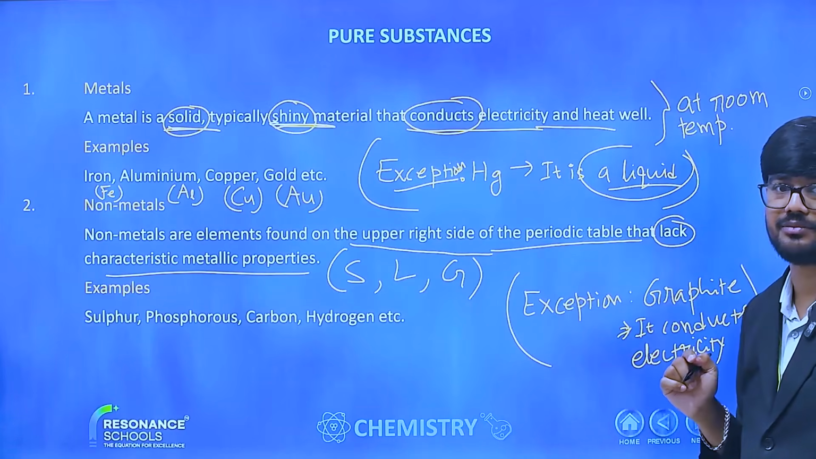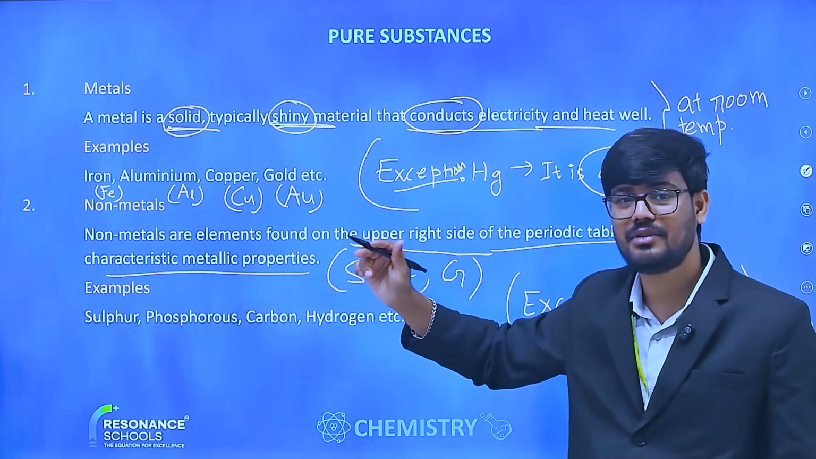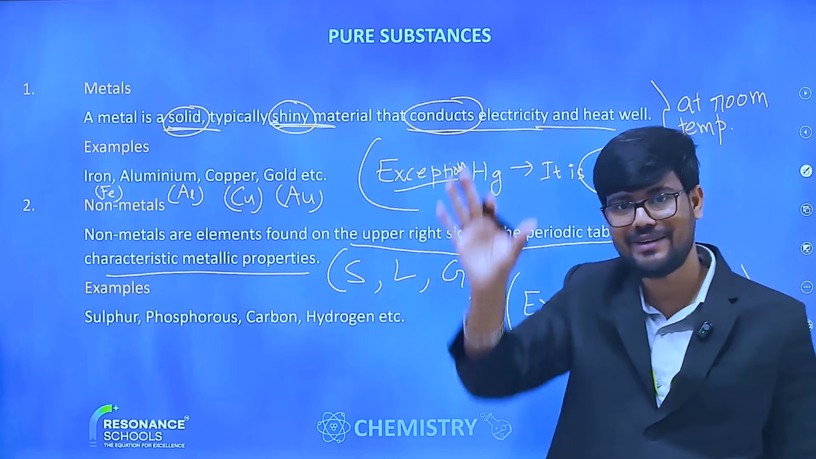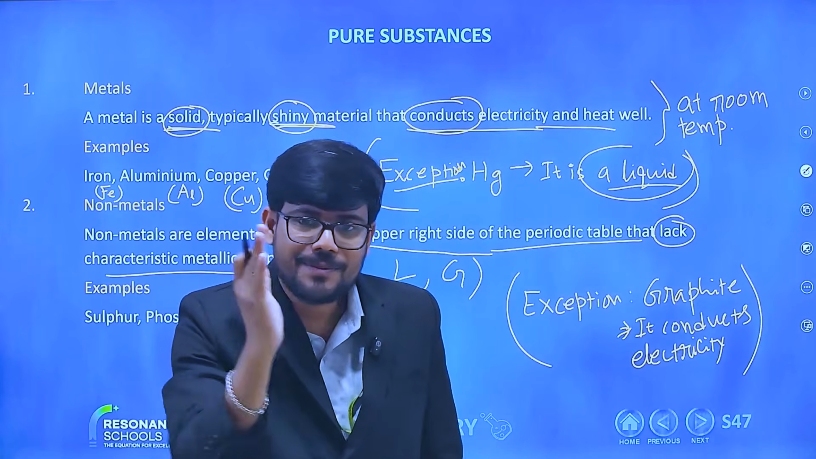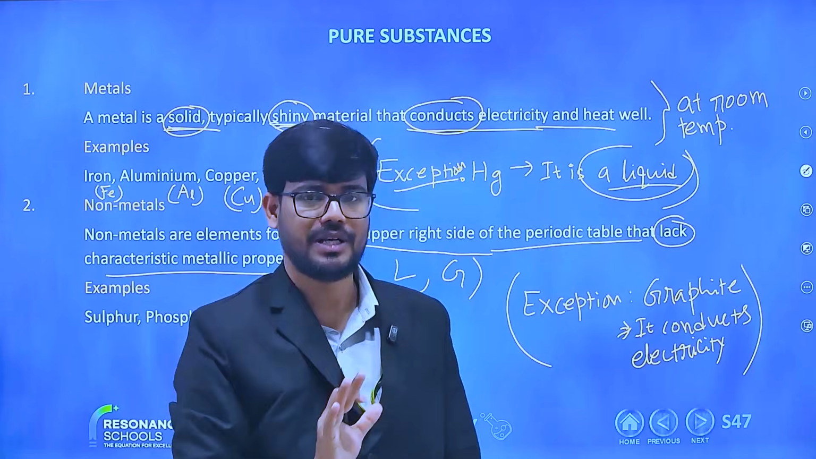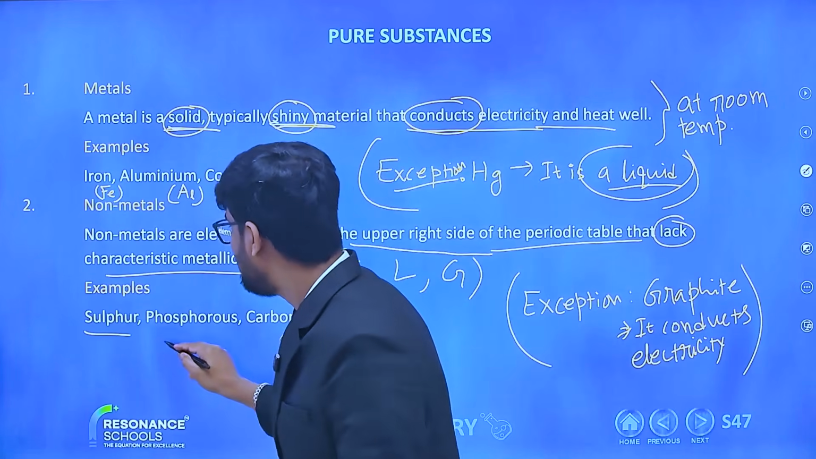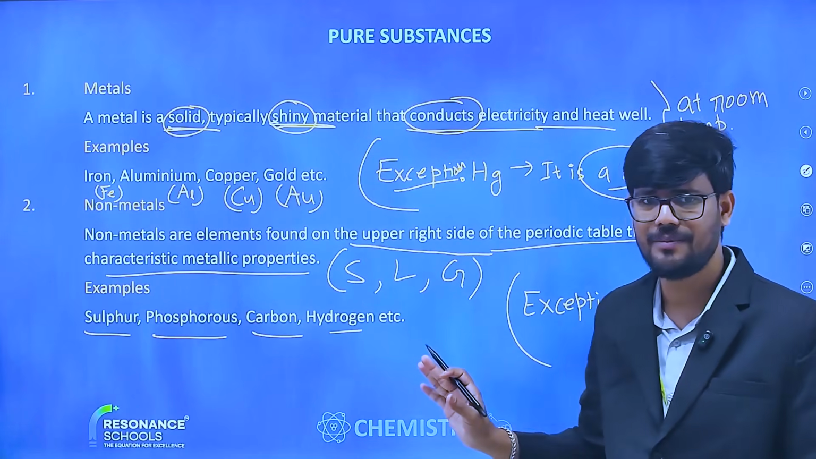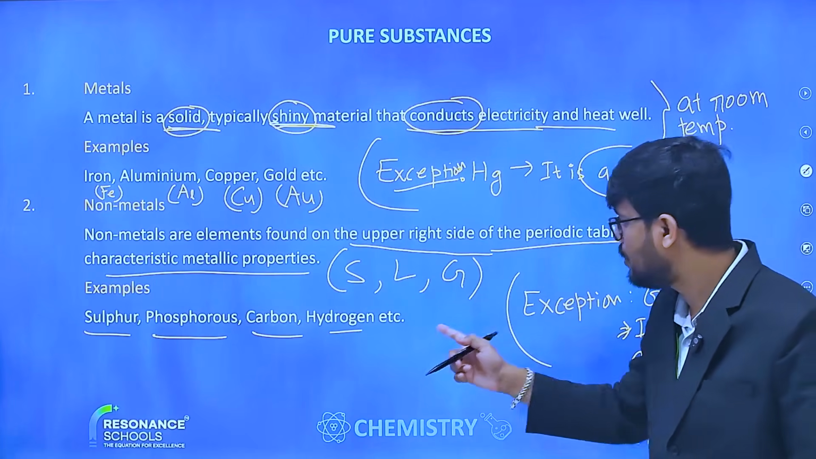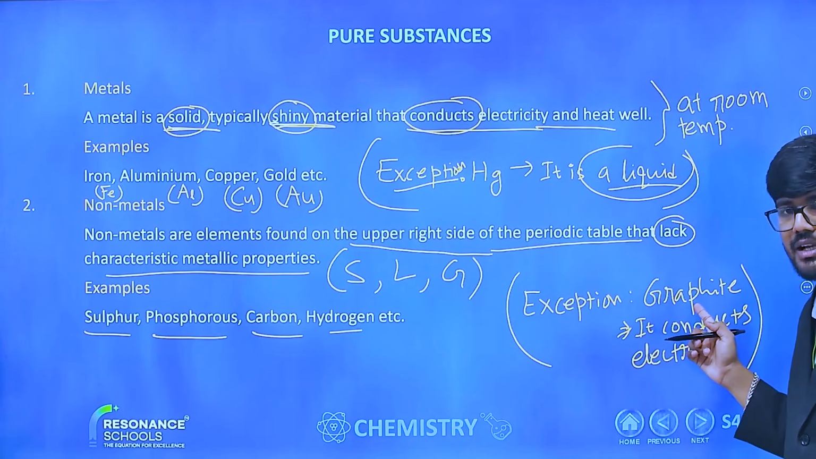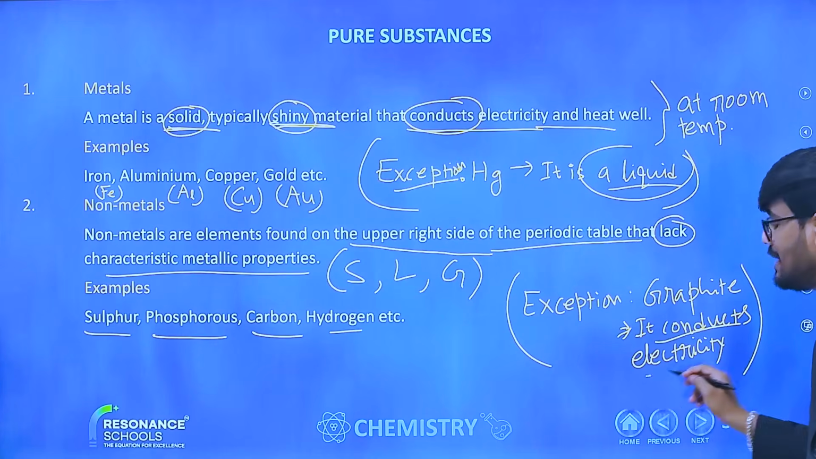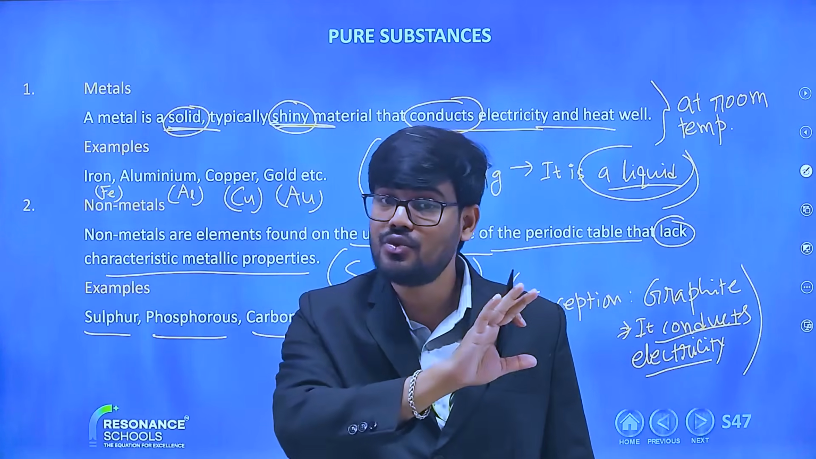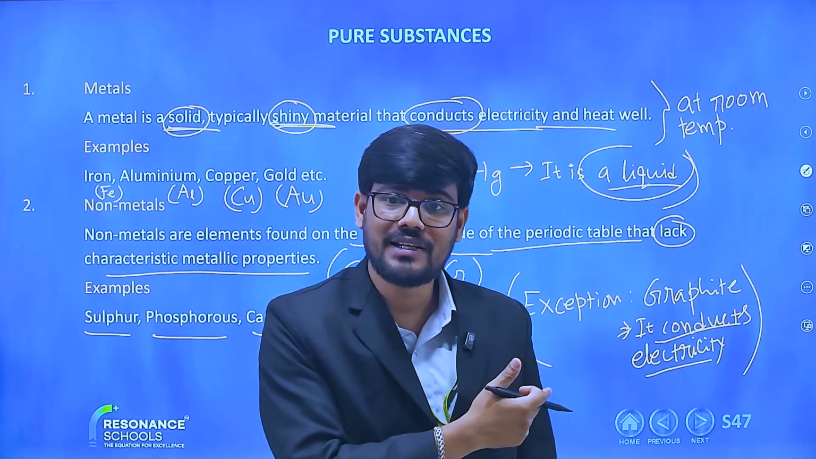Here also we have one exception. Normally non-metals means those which are not metals. Whatever metallic characteristics we have, if something is not following that, it will be a non-metal. We have so many examples: sulfur, phosphorus, carbon, hydrogen, fluorine, oxygen, nitrogen, carbon dioxide, all of these, right? Non-metal. Now if you consider graphite, it conducts electricity. Normally non-metals do not conduct electricity, but graphite is conducting.